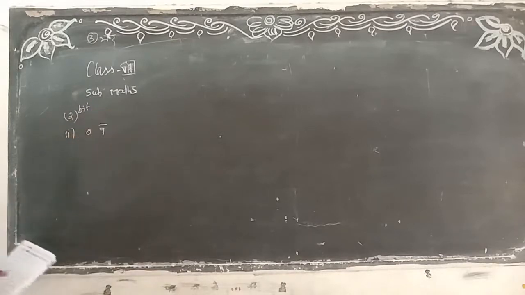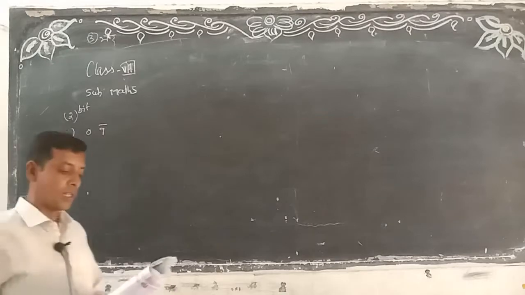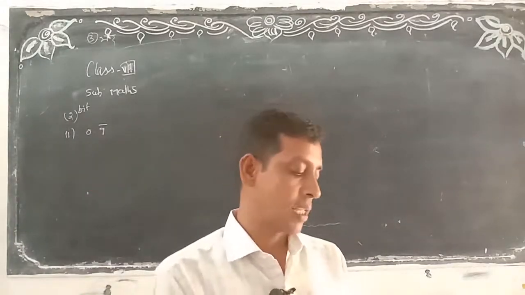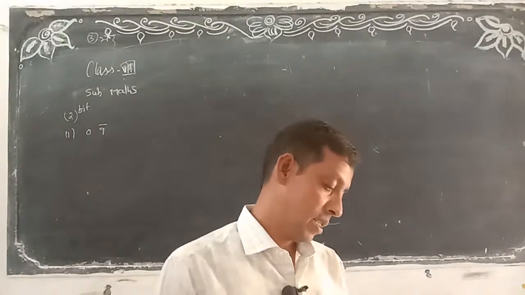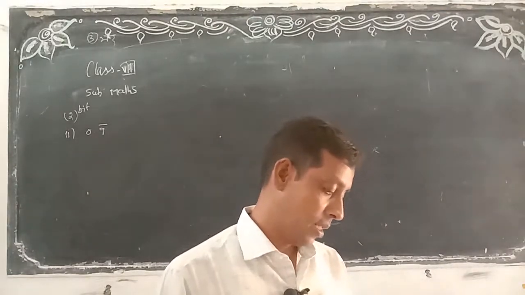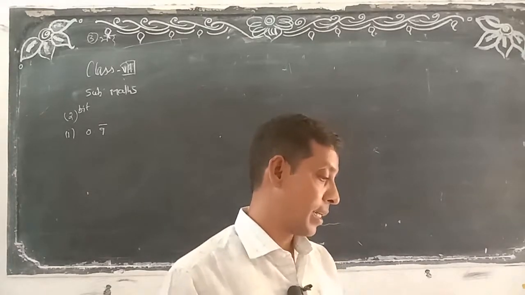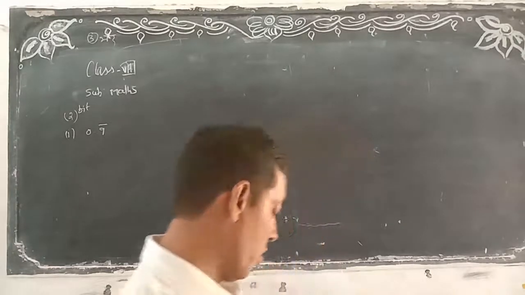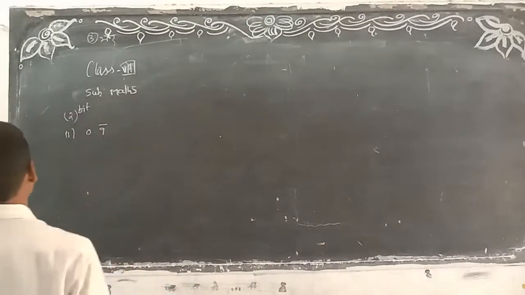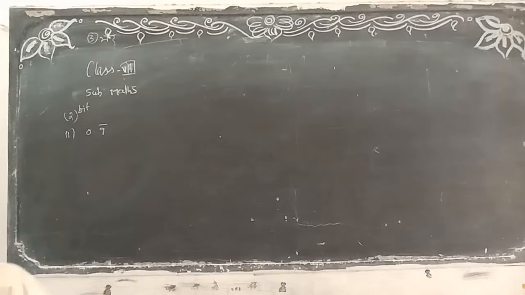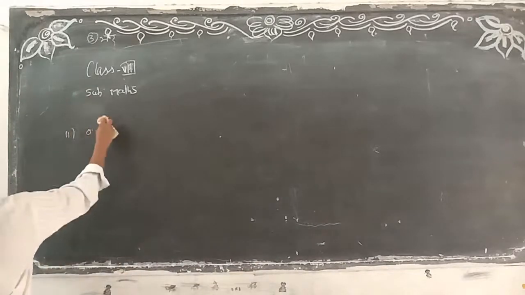0.9 bar. Write each of the following decimals in rational form. We have some example problems also. Turn to page number 29. You have examples 10 to 11. So first we'll discuss the example problems, then we'll do the exercise problems. Okay?